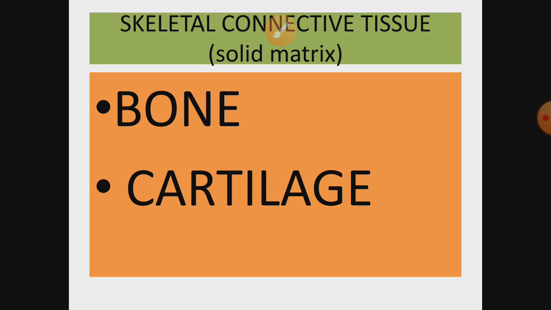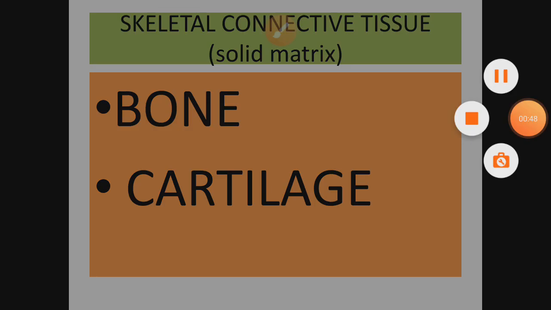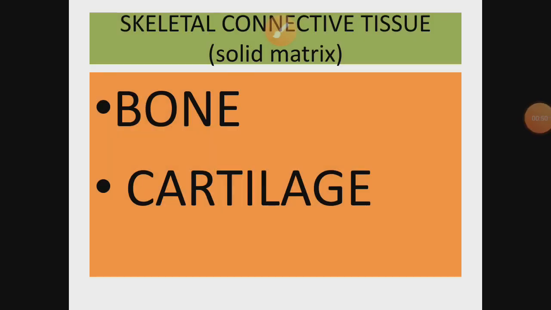Before going further, you should revise the first two connective tissues we have already done in class. So let's move and study about the skeletal connective tissue, which is having the solid matrix.